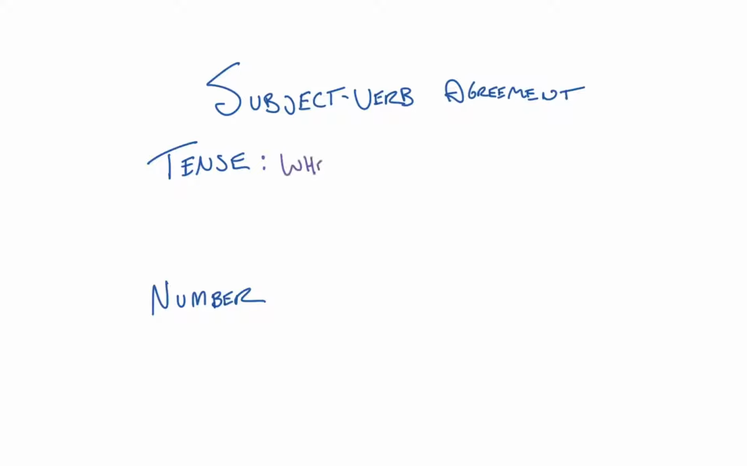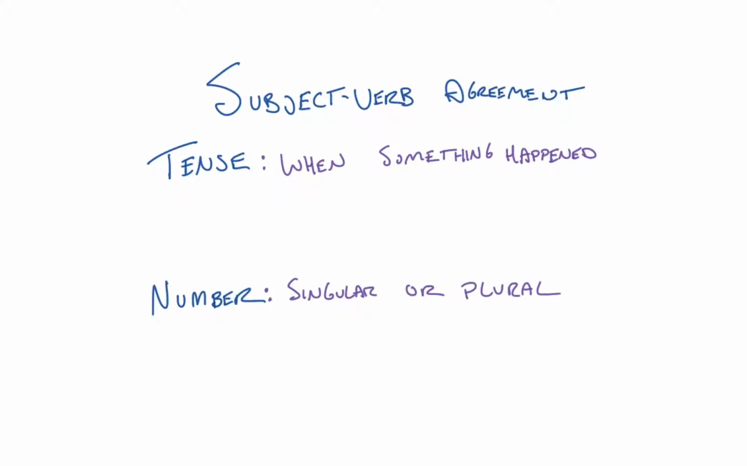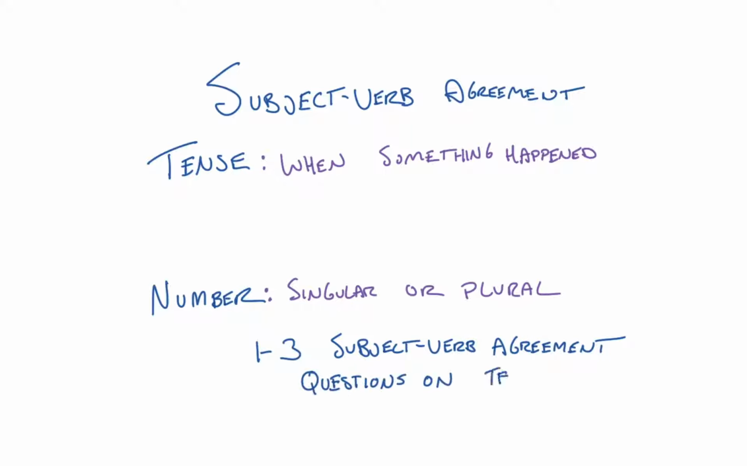Tense is when something happened. Is it happening now? Did it happen in the past? And number is about whether or not the subject of the sentence is singular or plural. Are we talking about one thing or more than one thing? And subject-verb agreement questions will show up between 1 and 3 times on test day.